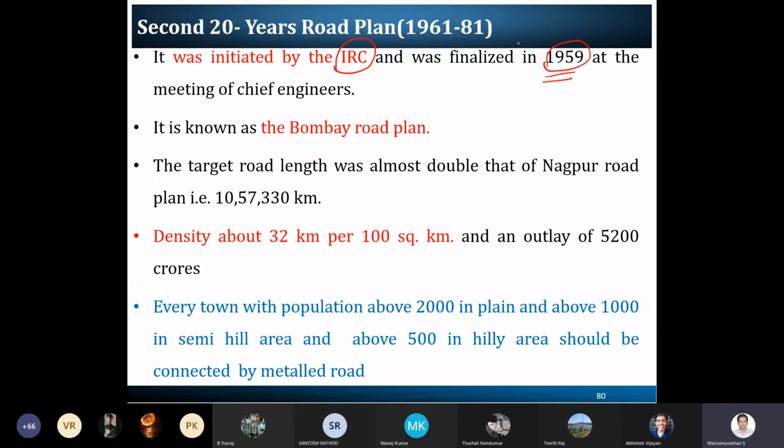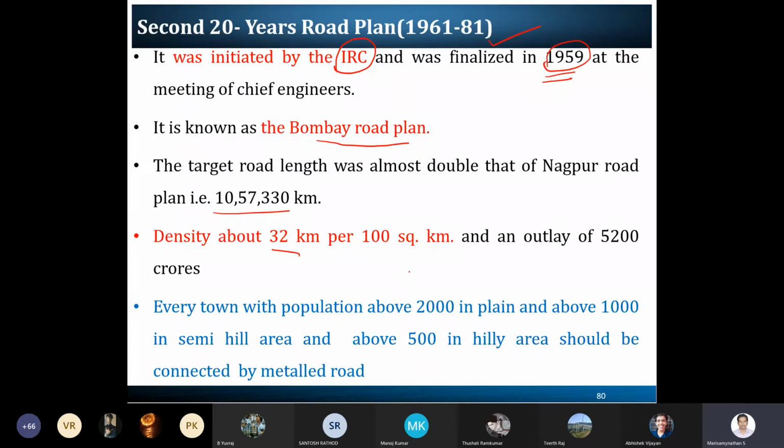Initiated in 1959, but the plan is targeted within 1961 to 81. This plan is considered the Bombay road plan. So the first one was the Nagpur plan, and the second one is the Bombay road plan. Their target is twice that of the first road plan, the Nagpur road plan. There we saw 5 lakh kilometers, and here they are targeting 10 lakh kilometers. Also the density is double, 16 to 32 kilometers per 100 square kilometers.